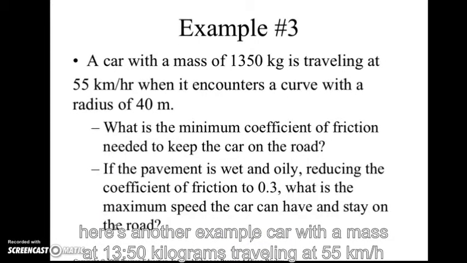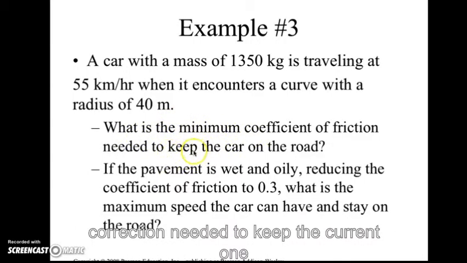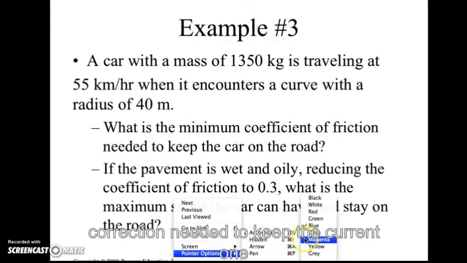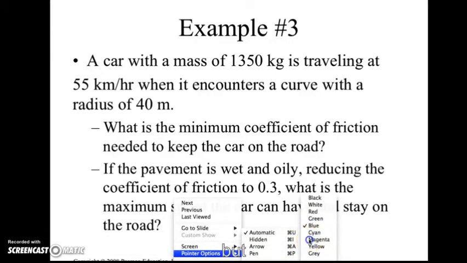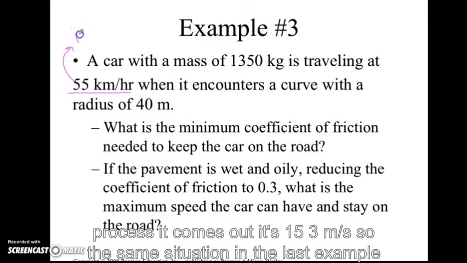So here's another example. A car with a mass of 1,350 kilograms is traveling at 55 kilometers per hour when it encounters a curve with a radius of 40 meters. What's the minimum coefficient of friction needed to keep the car on the road? First thing we need to do is change this to meters per second. I won't go through the whole process. It comes out to 15.3 meters per second.